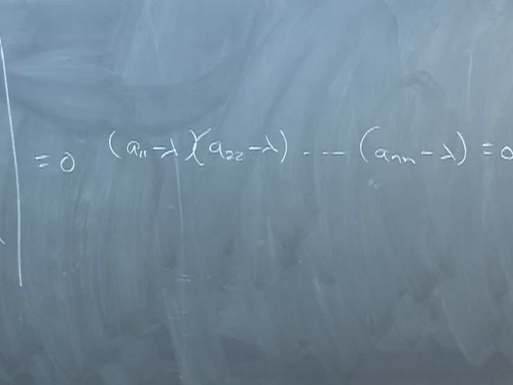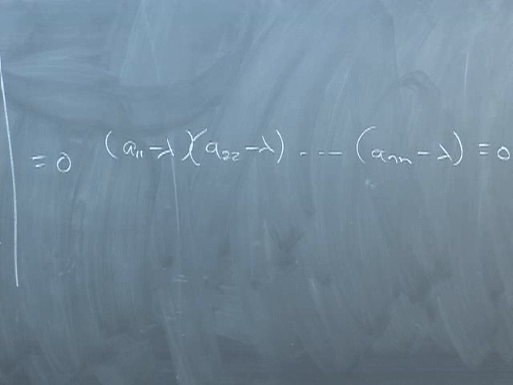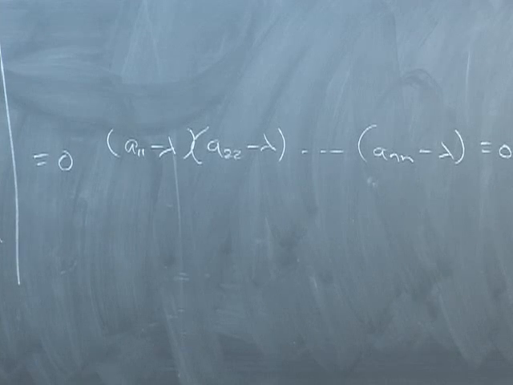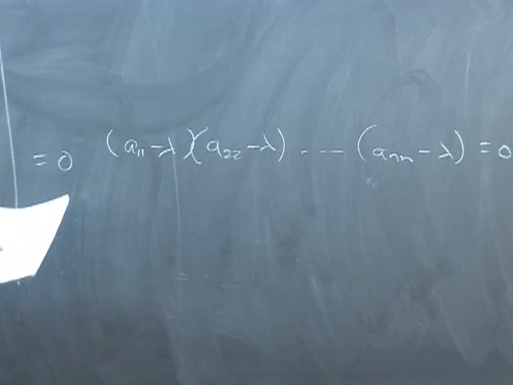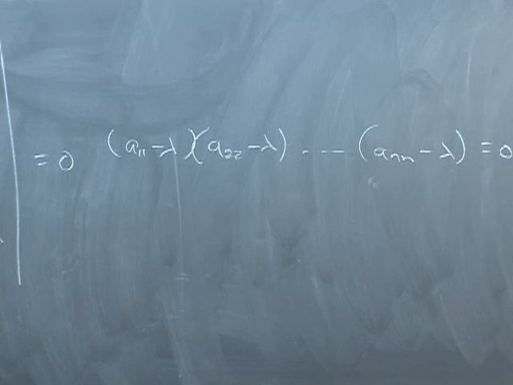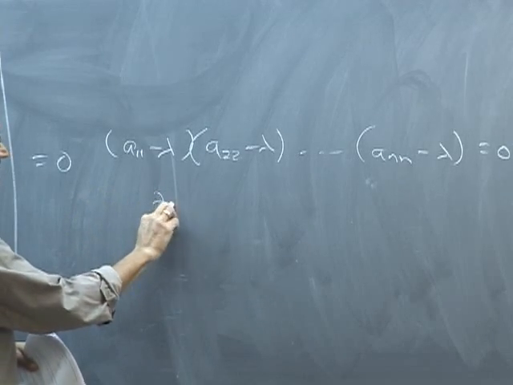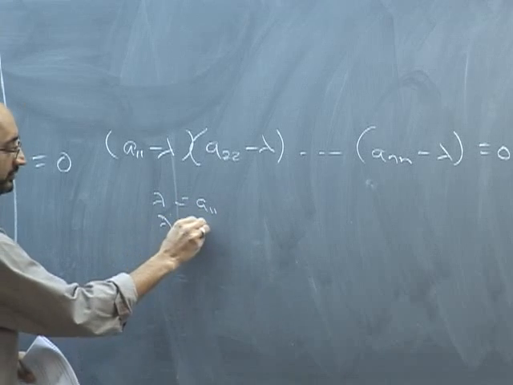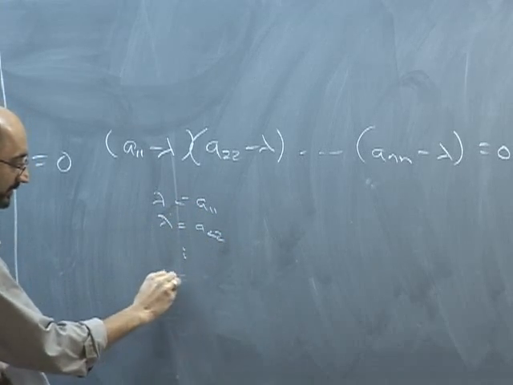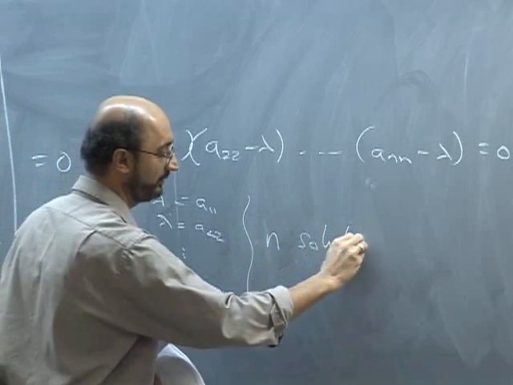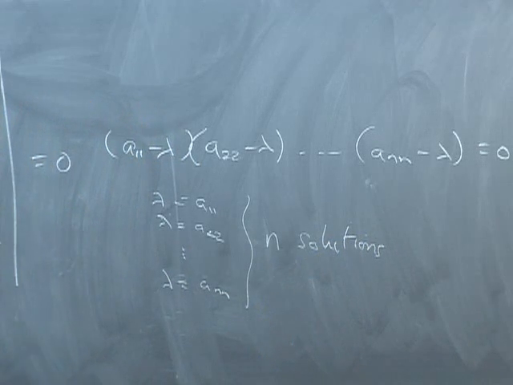Any questions? If you remember the determinant, basically this is what you get. You can just do it at home and try it out, and you'll find that you get this as the equation. This is a nice equation in lambda. It's a polynomial in lambda, which is already factored for us. So we know that the solutions are lambda equals a11, lambda equals a22, all the way up to lambda equals ann. These are the n solutions to this polynomial of degree n. You can just read them off. It's as simple as it gets, already factored for you.